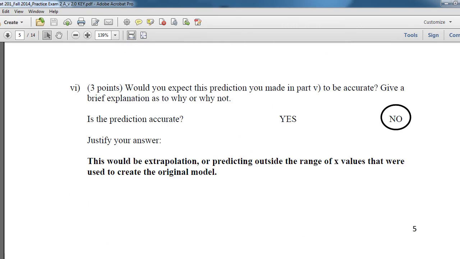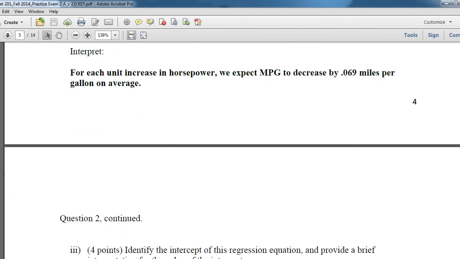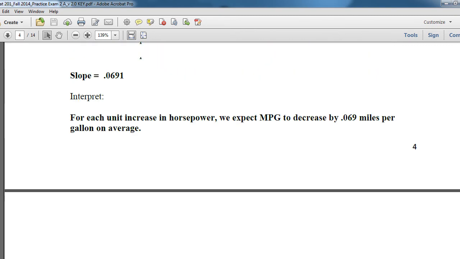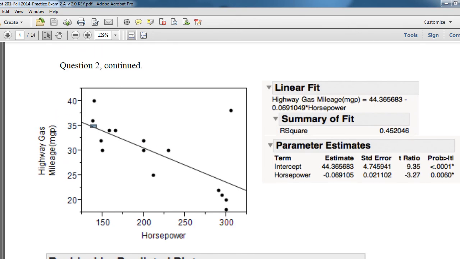We are getting near the end of this problem as I scroll down too quickly again. Would you expect the prediction you made in part 5 to be accurate? Give a brief explanation. And this is the problem. We noticed it when I went back up to the graph. It is an example of extrapolation.